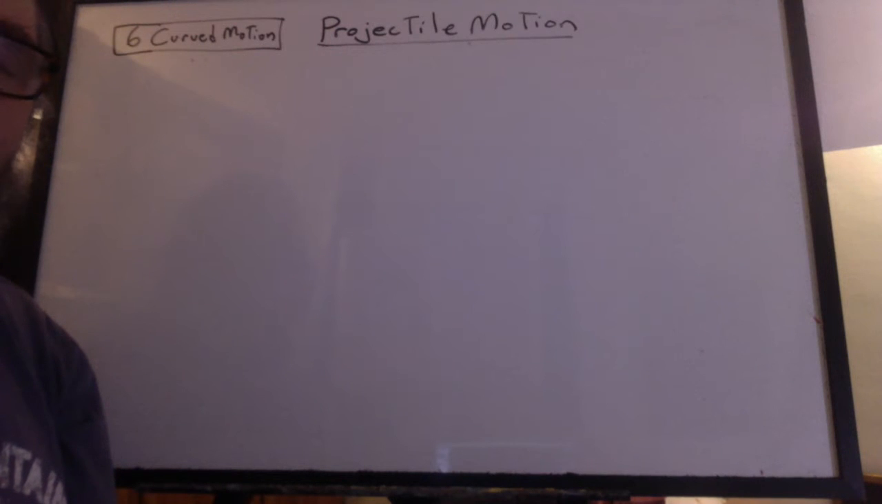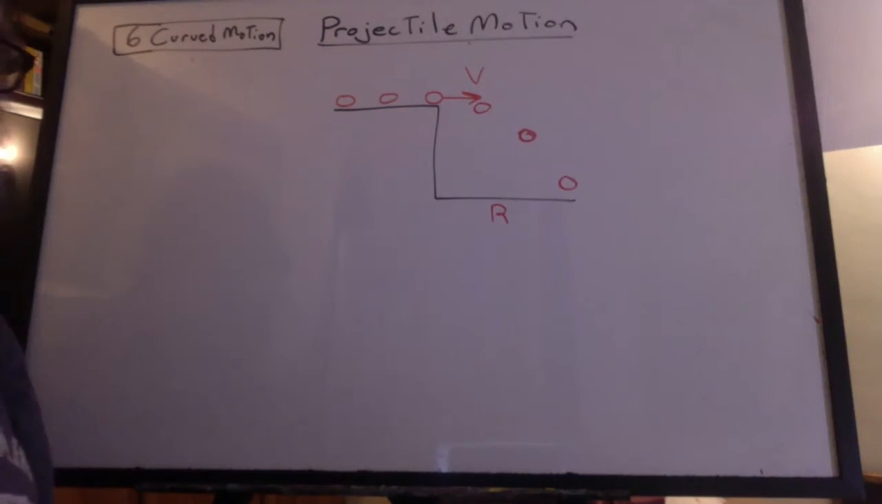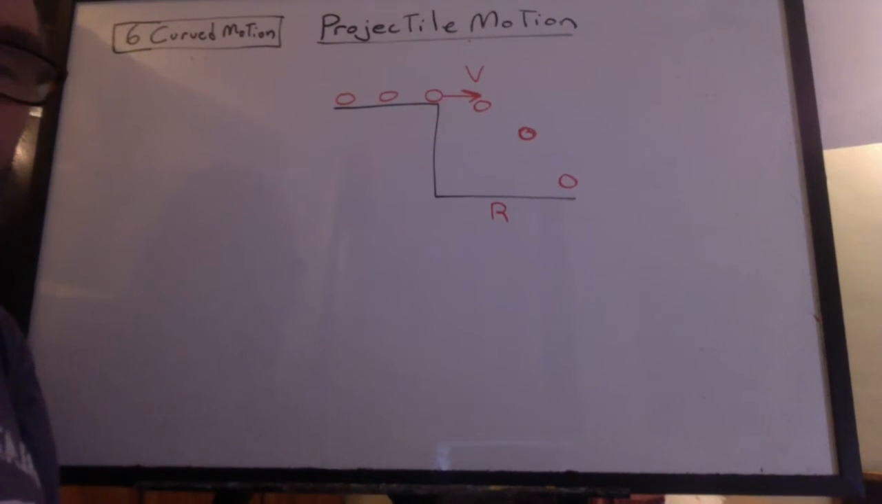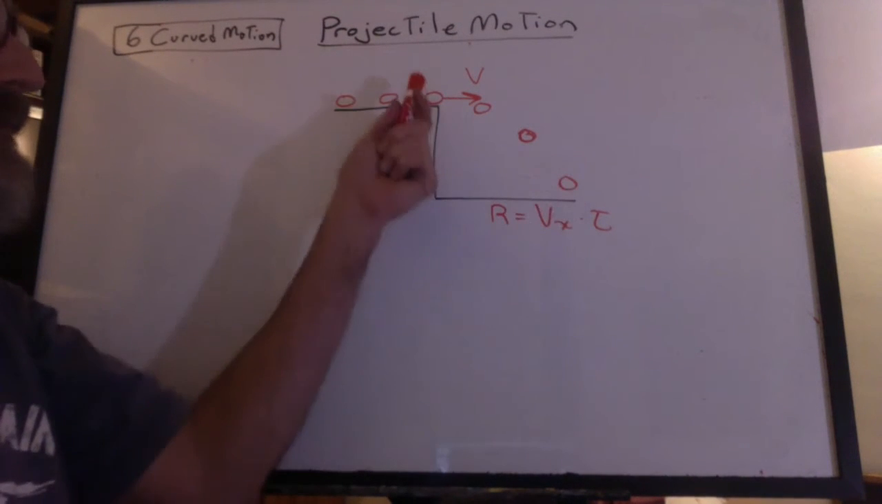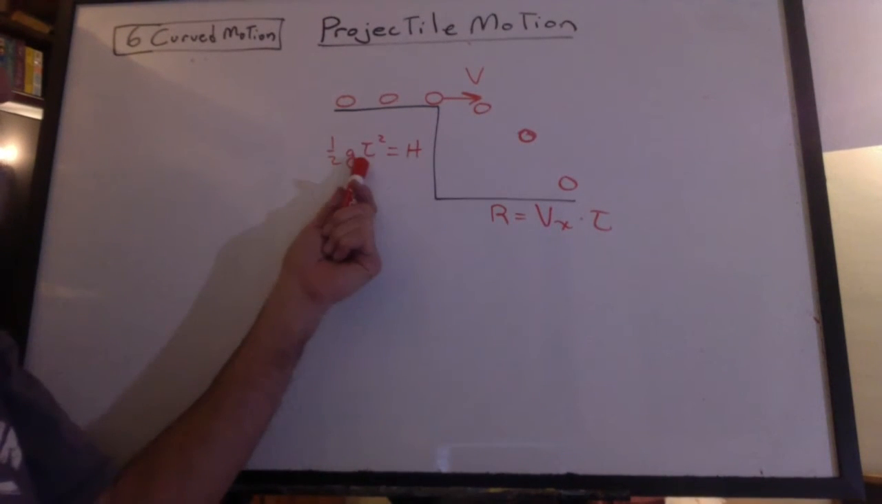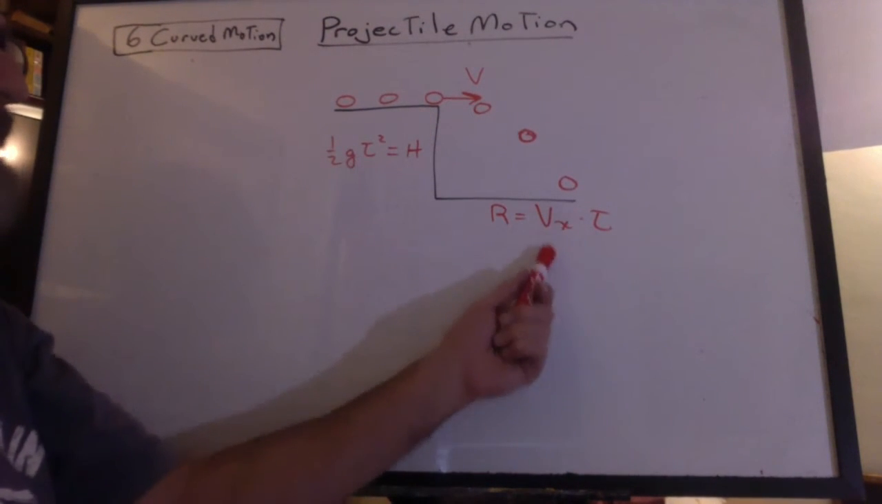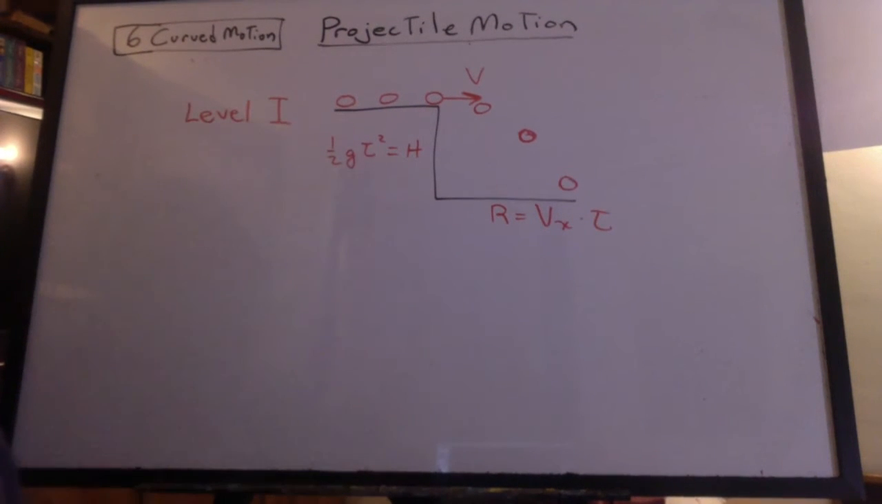So let's see where we are with projectile motion now. We started with a ball rolling off a table. We were able to find the range because we knew the horizontal velocity remained constant. The force of gravity is what pulled it down. And we used the height to get the time for the horizontal motion and got the range. I call this a level 1 problem.